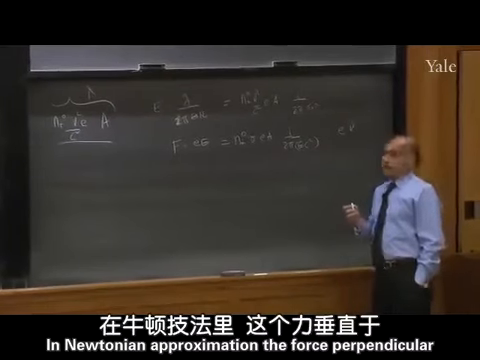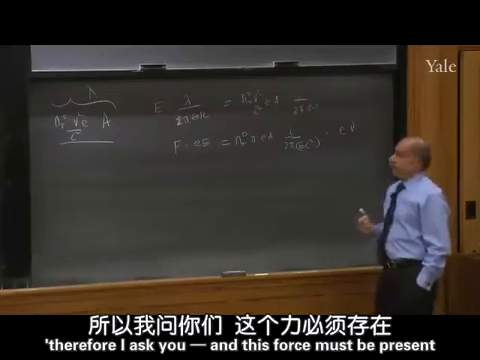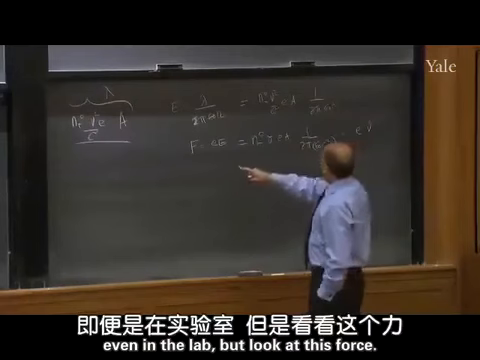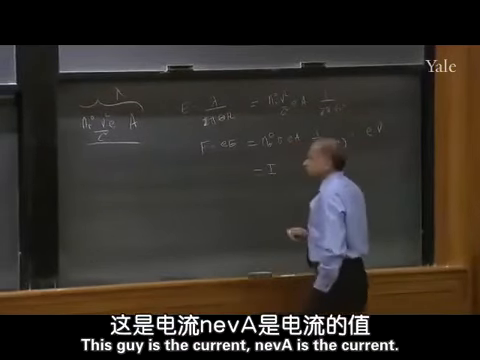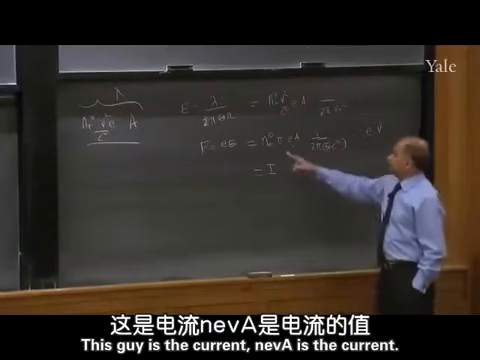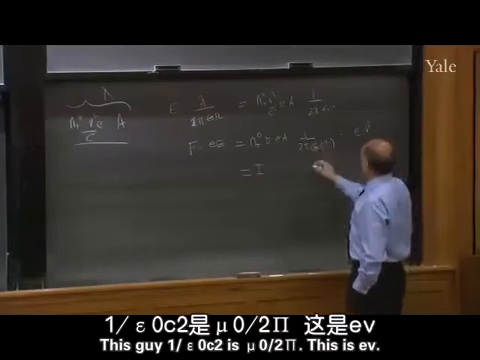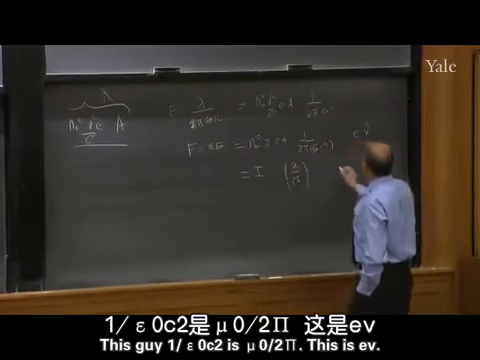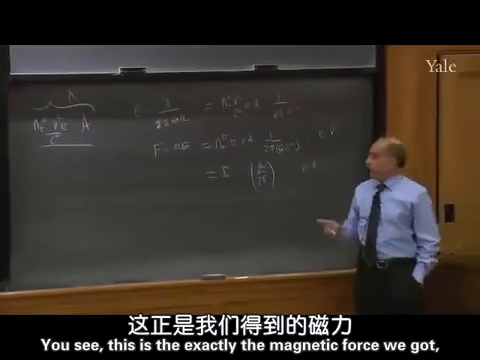In Newtonian approximation, the force perpendicular to the motion is the same for all observers. Therefore, I assume this force must be present even in the lab. But look at this force. This is the current, n e v. And 1 over epsilon 0 c squared is mu 0 over 2 pi. This is e v. You see, this is exactly the magnetic force we got.